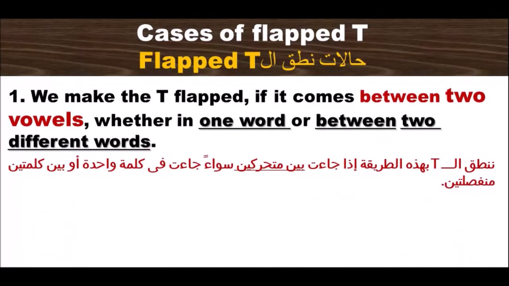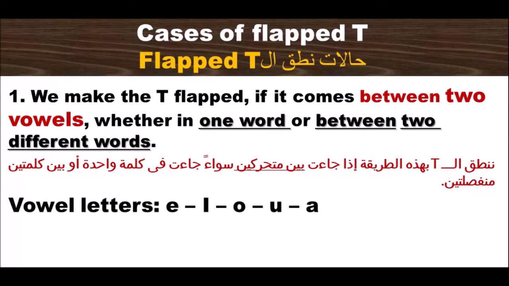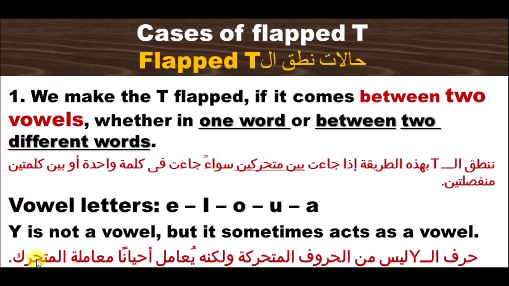Let's take some examples. First of all, guys, we need to know what are the cases of the flapped T. We make the T flapped if it comes between two vowels, whether in one word or between two different words. So if you find the T between two vowels, this means that you are going to produce the T as flapped T. Let's remember together what are the vowel letters. E, I, O, U, and A. Some people ask about the Y. Is it a vowel or not? Y is not a vowel, but it sometimes acts as a vowel.